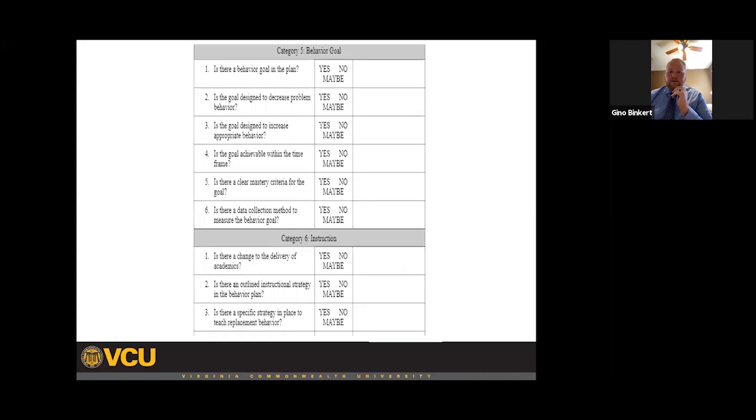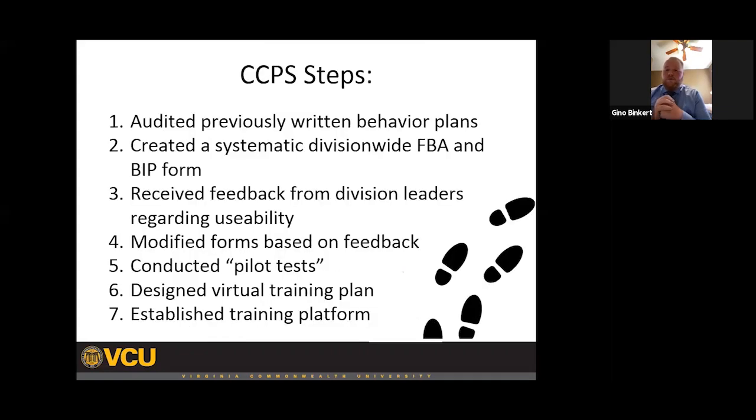So we are in step 1 of our CCPS steps. We created these steps along the way and kind of jumbled them up, and now we have a clear-cut understanding of how we did things. When we created this form a couple of years ago, after auditing the behavior plans, we found a lot of interesting data. We found that for our tier 3 FBA and BIP plans, we had 2 forms and 2 processes going throughout the district that teams were able to use to complete them.